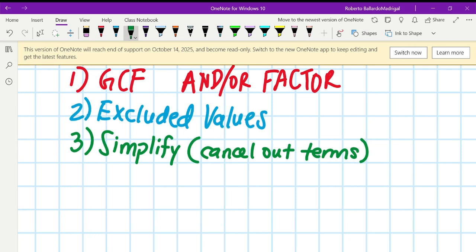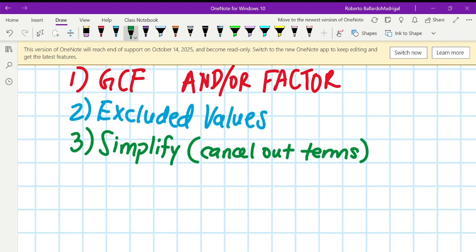Okay. So once again, you will want to reduce your initial expression, but not fully. You'll just want to reduce some of it. Then you'll find the excluded values, and then after you have found the excluded values is when you can go ahead and start canceling things out, and then get your final answer. Okay.